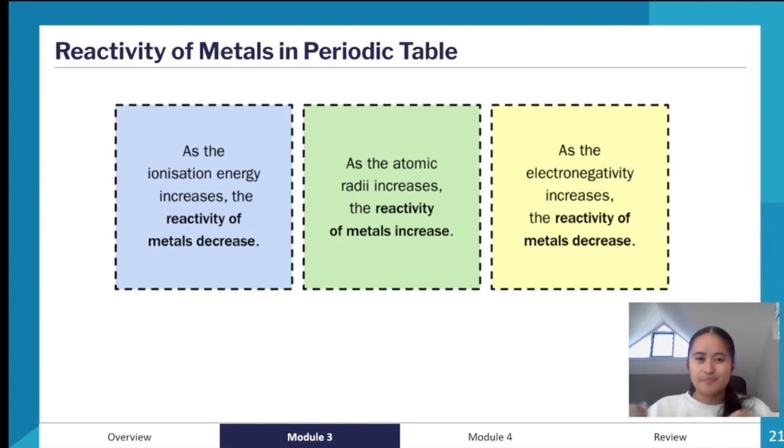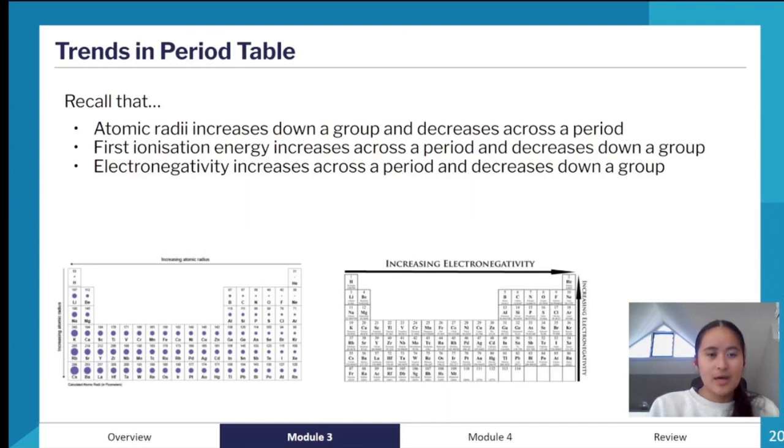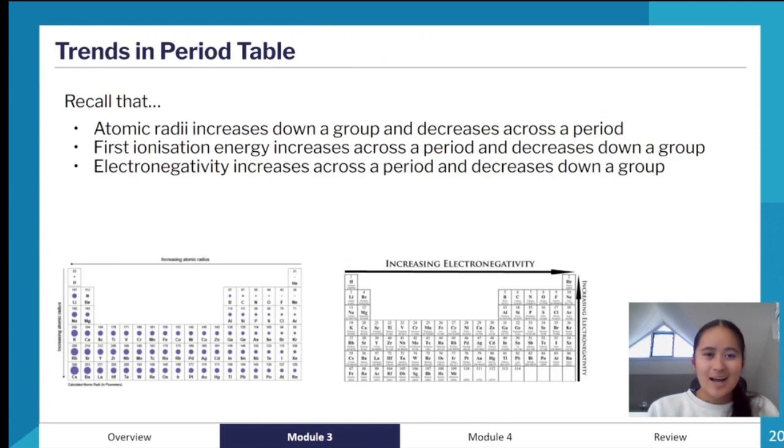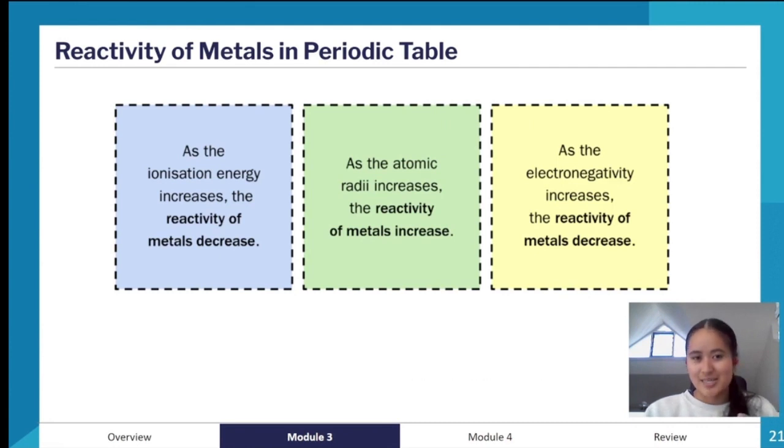So putting it in better context, if we look back here, we'll see that ionization energy increases across a period. So as ionization energy increases, that means that across a period, the reactivity of metals decreases. So the more to the right you go, the less reactive the metals become.